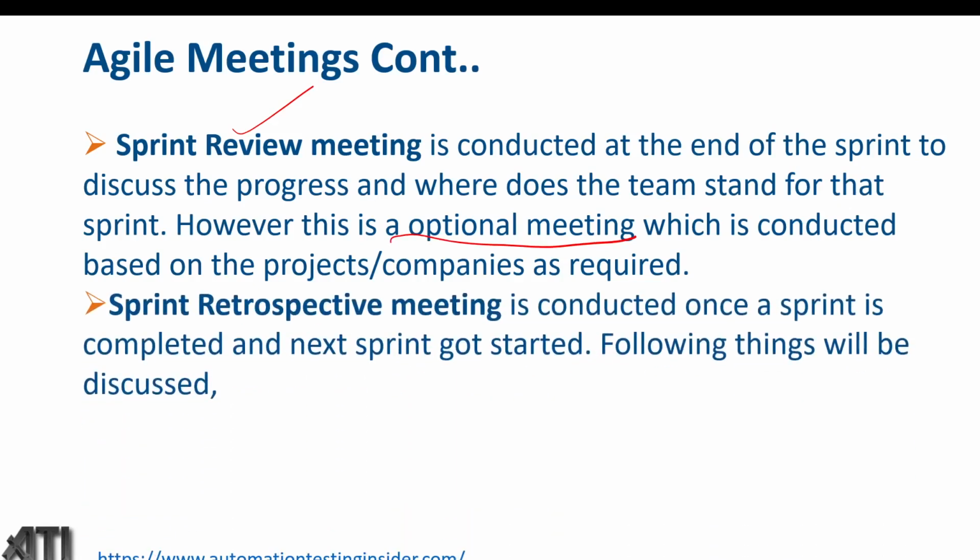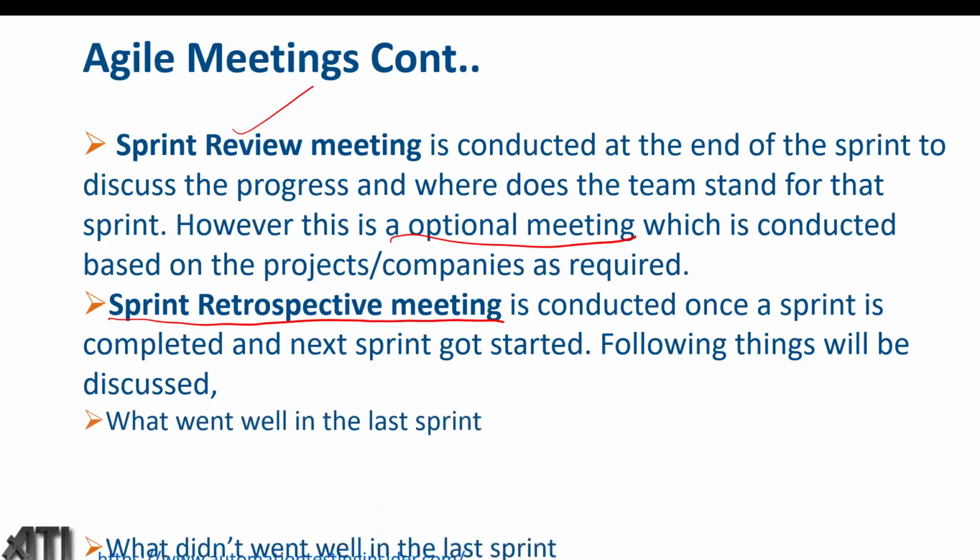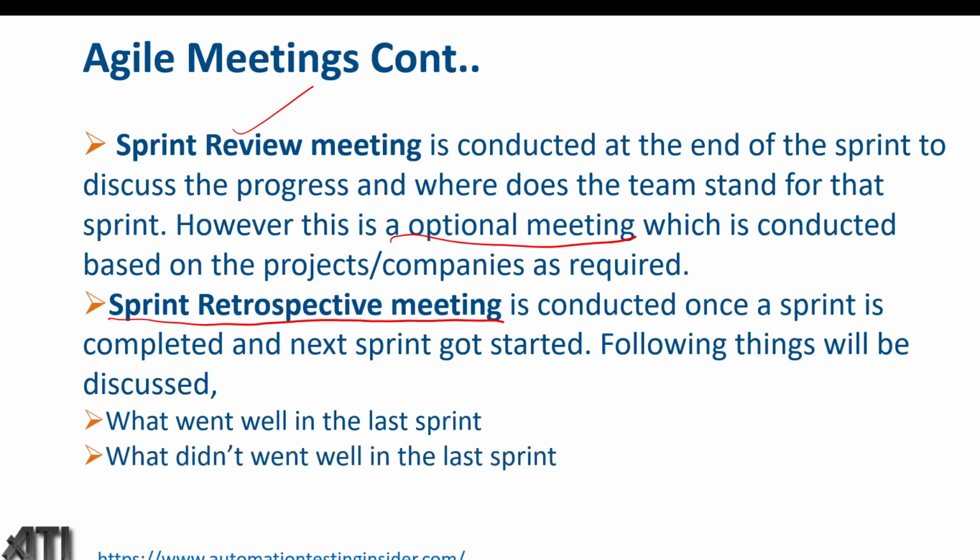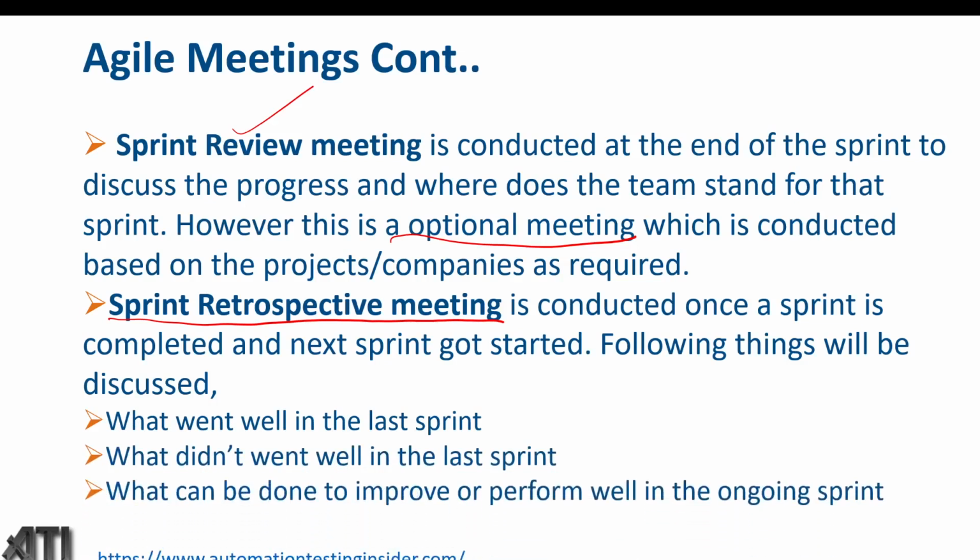Sprint retrospective meeting. This is an important meeting conducted once the sprint is completed and the next sprint gets started. The following things will be discussed: what went well in the last sprint, what didn't go well in the last sprint, and what can be done to improve or perform well in the ongoing sprint. So these are the points which we discuss in the retrospective meeting.